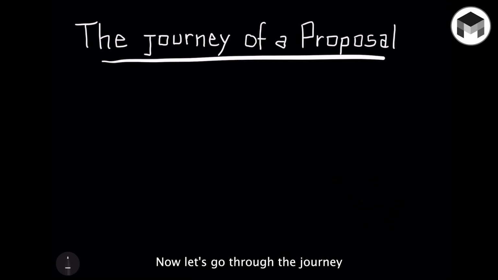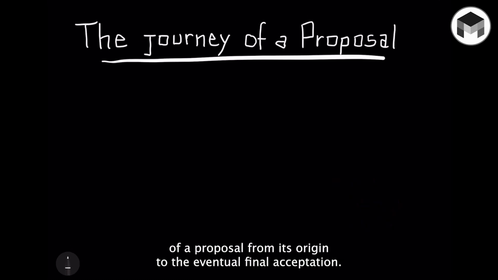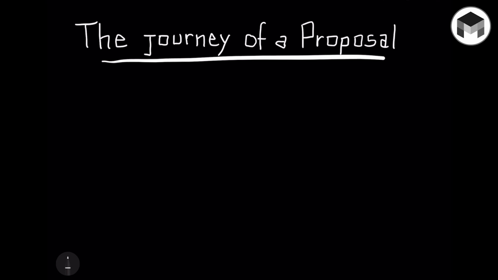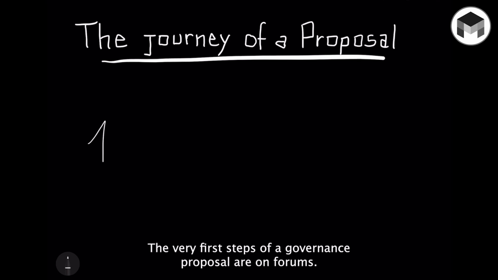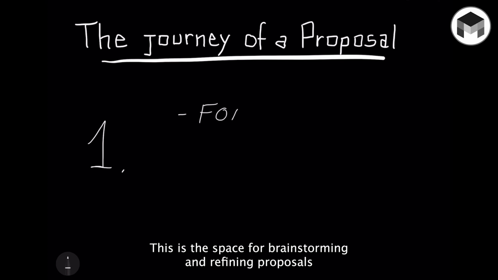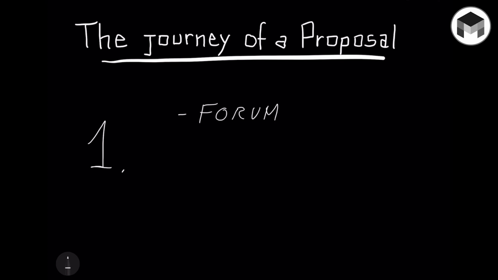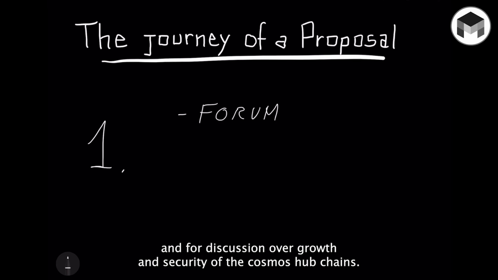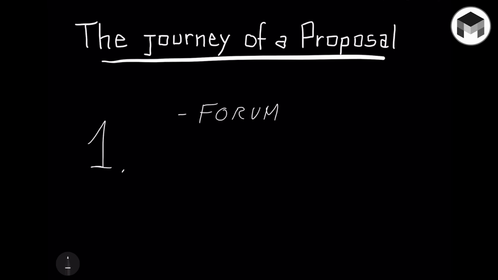Now let's go through the journey of a proposal, from its origin to the eventual final acceptation. The very first steps of a governance proposal are on forums. This is the space for brainstorming and refining proposals, and for discussion over growth and security of the Cosmos Hub chains. Also, social platforms are useful at this stage.